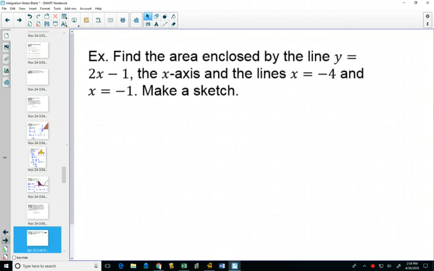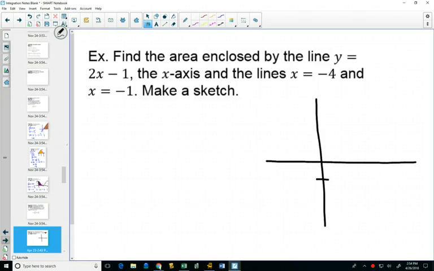So find the area enclosed by the line y equals 2x minus 1. We did this one earlier. It's our first disaster in coloring. Between -4 and -1.